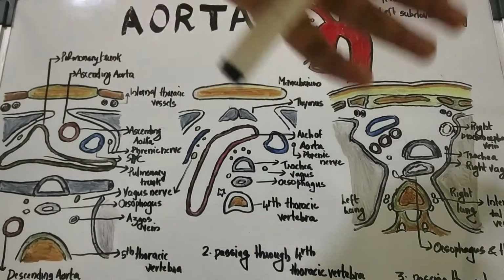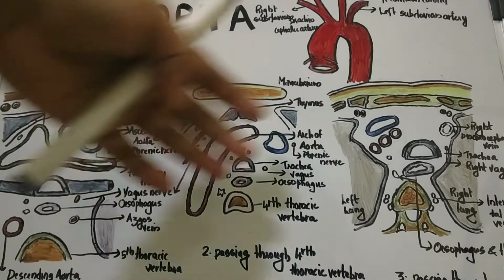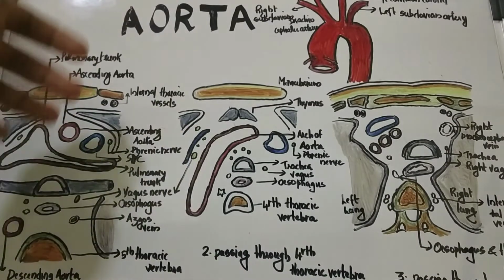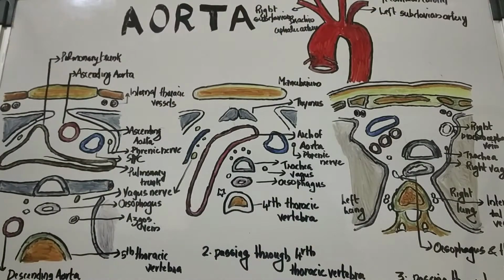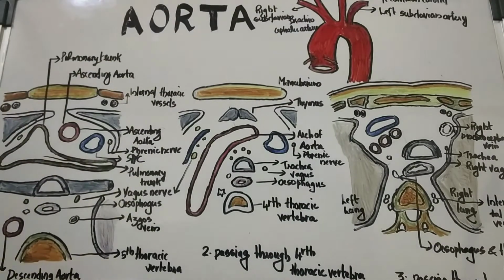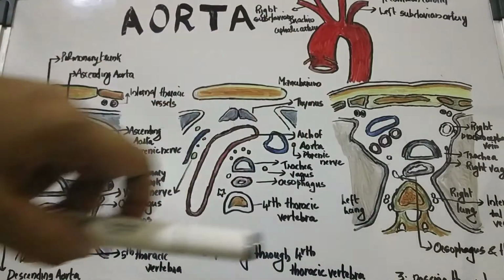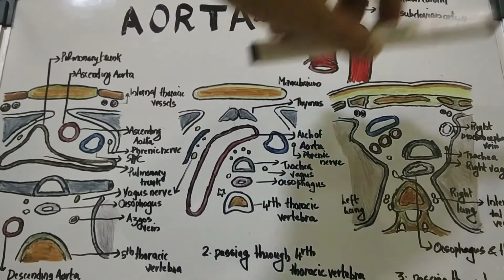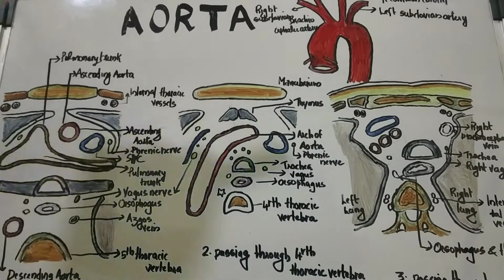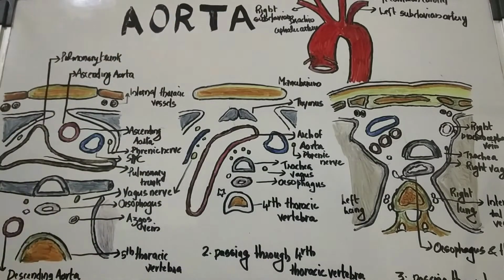Here I have drawn three pictures. These are the transverse sections of the thoracic cavity at various levels, so that you can get an idea regarding the relations of the aorta at various levels. In the first picture, I have drawn the transverse section of the thorax passing through the fifth thoracic vertebra, here it is the section passing through the fourth thoracic vertebra, and this is the section passing through the third thoracic vertebra.